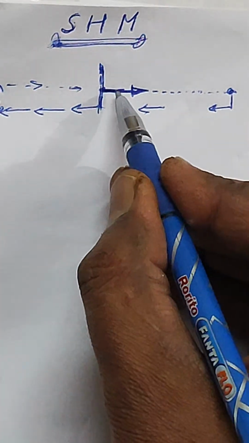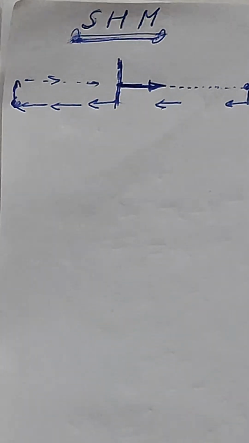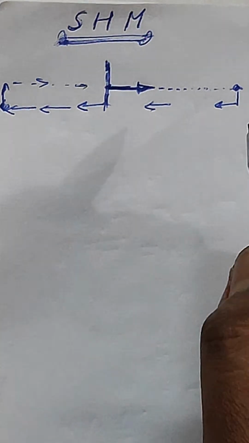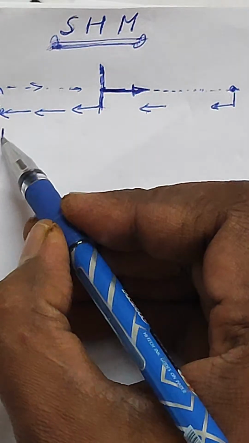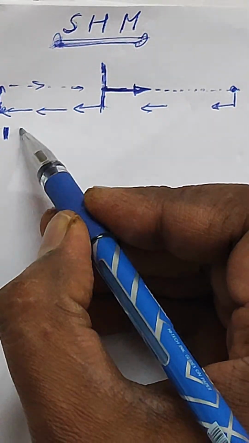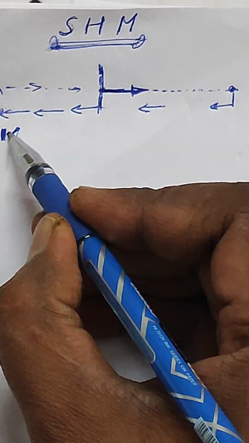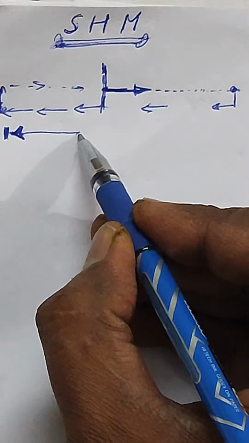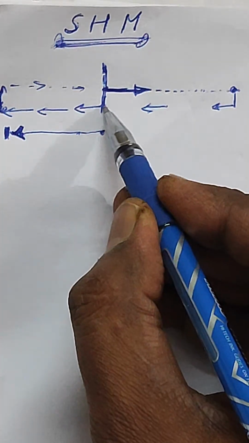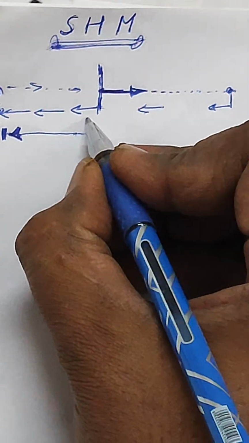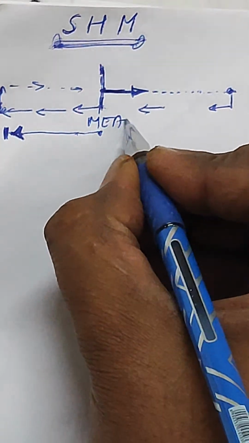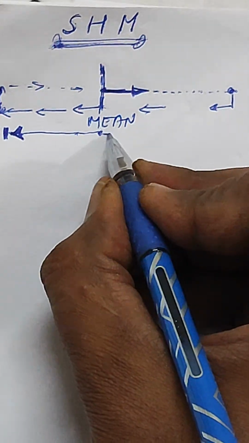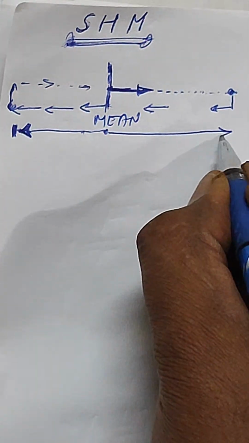So this is the entire traveling path when a body is exhibiting SHM, this is the entire amplitude, that is the maximum deviation from its mean position. This is the mean position, right? Let me write it. This is the mean position, and from here this is the maximum deviation to the right.